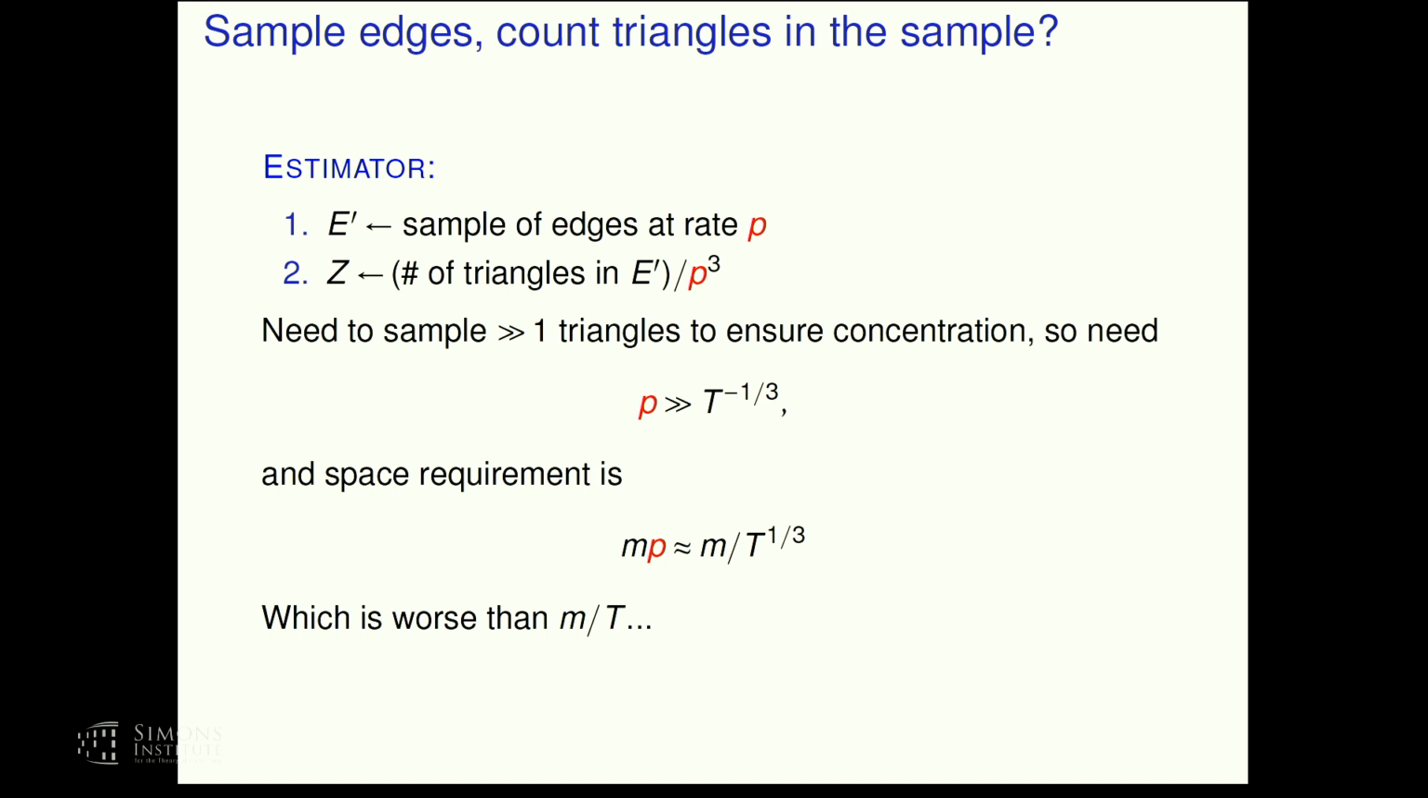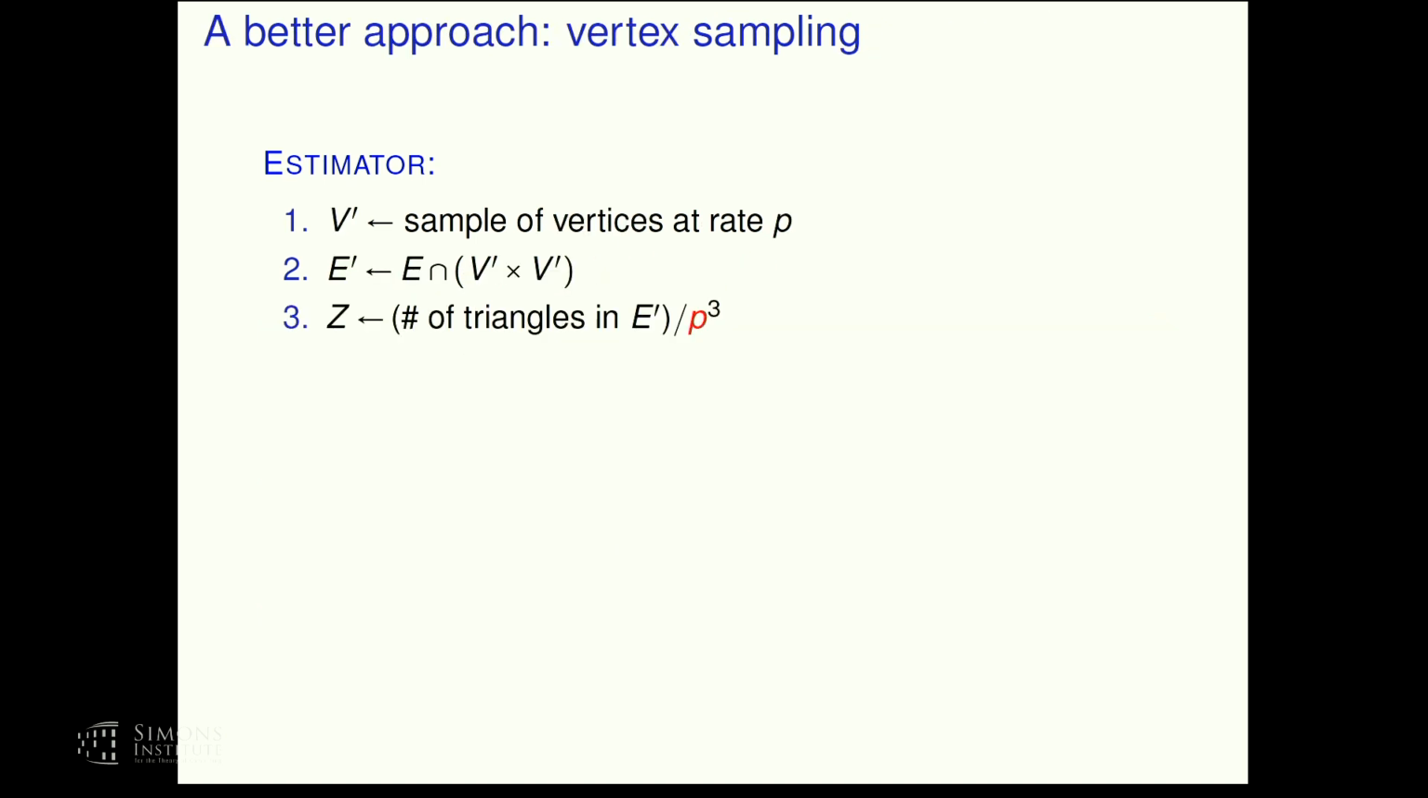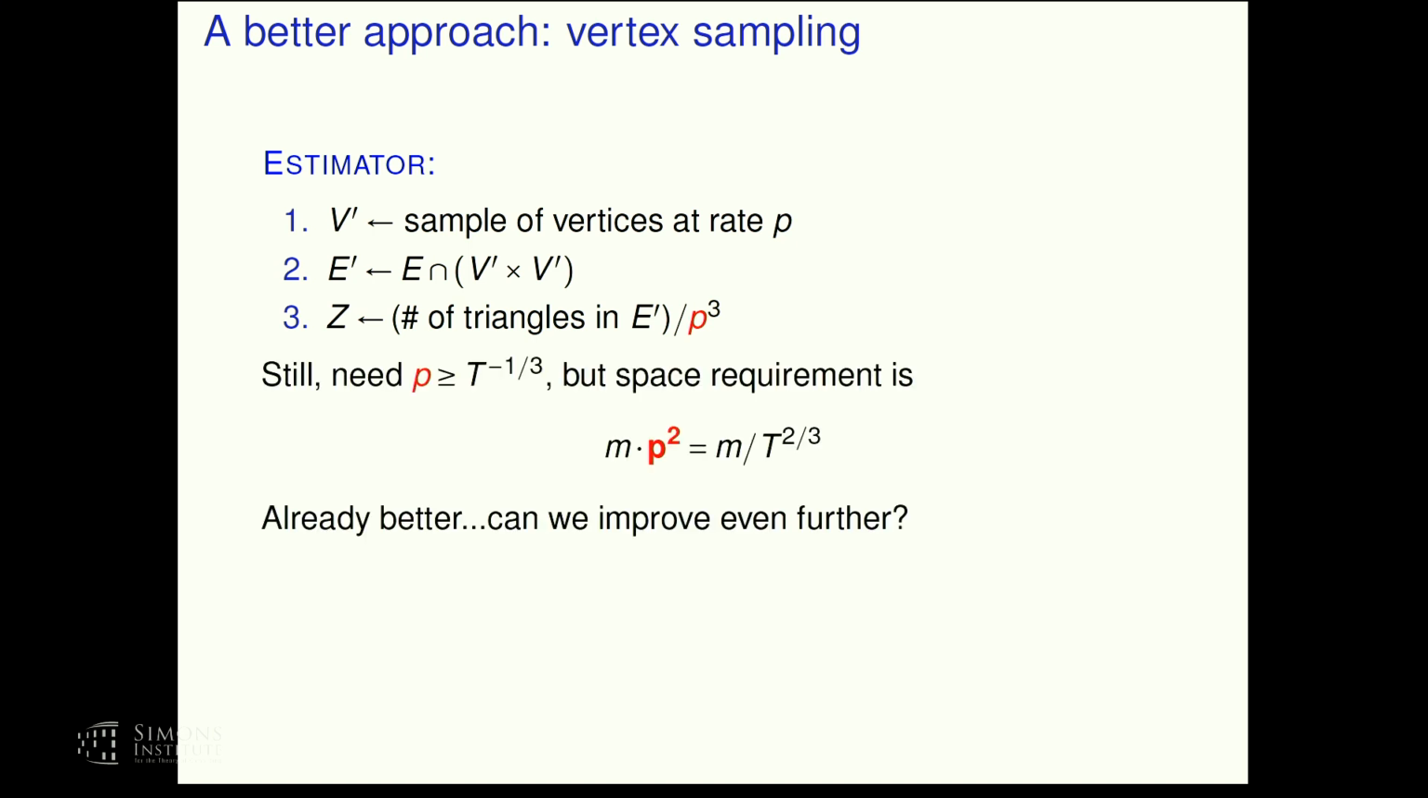So instead of sampling edges, let's try sampling vertices. So here's another estimator that is a little bit more interesting. We sample every vertex of the graph independently with probability p, and collect the edges of the induced subgraph. So I let E prime be the edge set of the graph intersected with V prime times V prime. Now, again, my estimator is the number of triangles that I find divided by p cubed. Now, for a slightly different reason, every triangle has 3 vertices. So I have to divide that. Good.